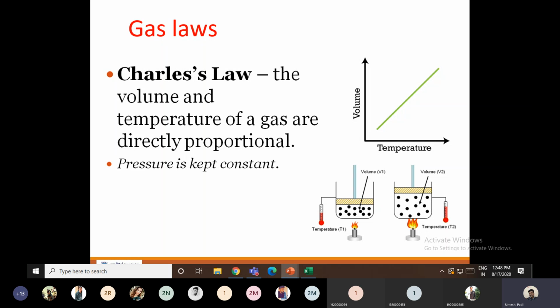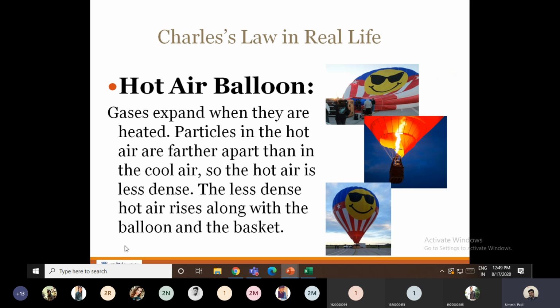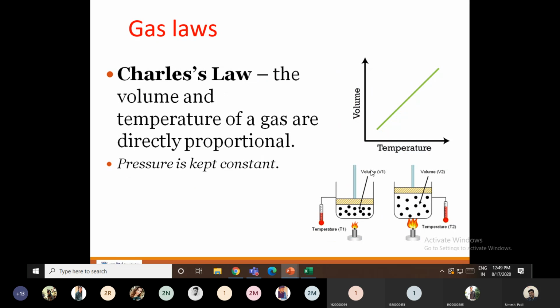Now let's come to the graphical representation of Charles law. Let's take a graph of volume against temperature, with volume on the y-axis and temperature on the x-axis. If you see, when the temperature is increased, the volume will also increase, and so on. As the temperature is increasing, the volume is also increasing, and this increase in volume and temperature is according to Charles law.